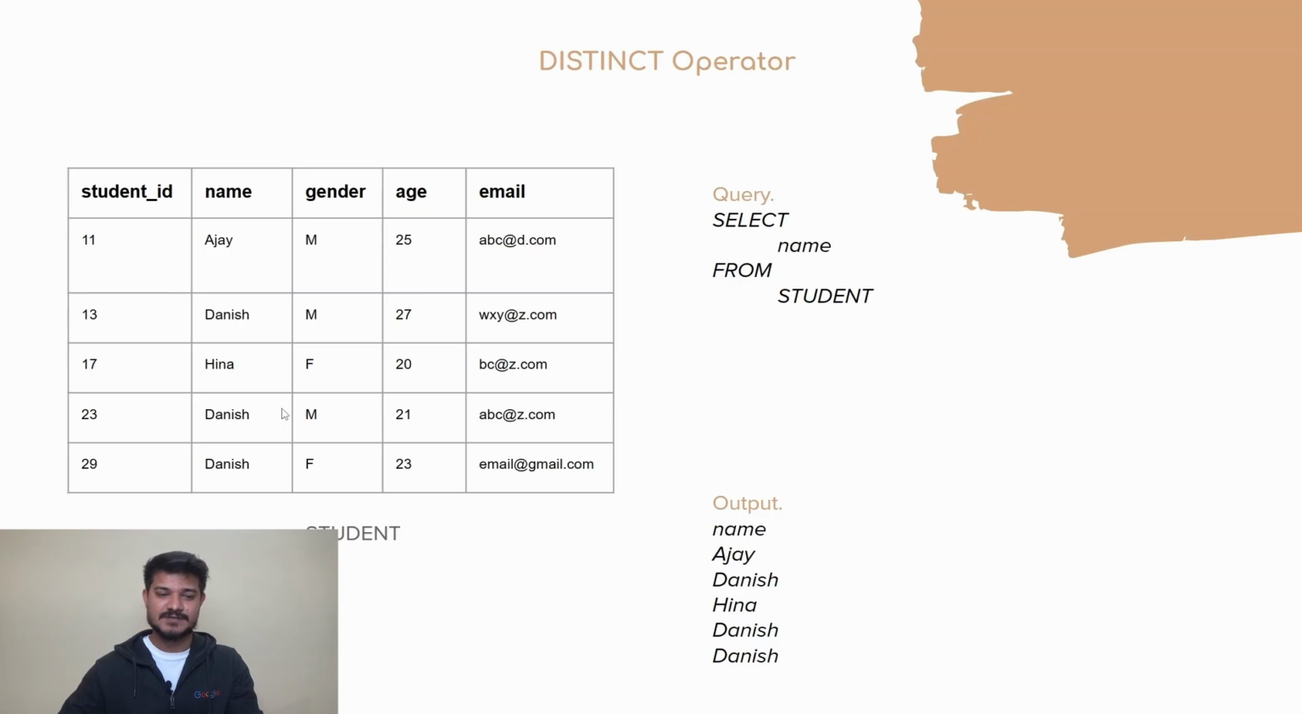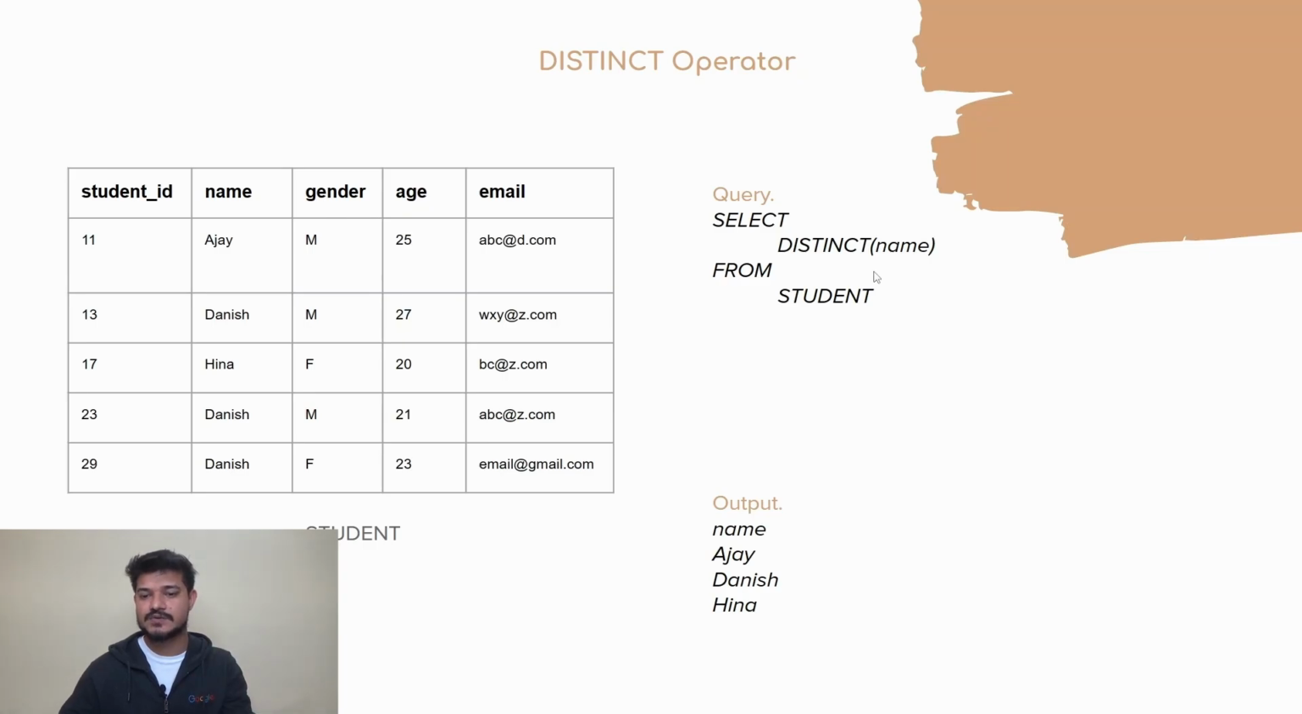So here is the table. We have Danish three times here, Ajay, Hina and Danish. Now let's say I want to fetch names from the student table. If you see, you'll get Ajay, Danish, Hina, Danish. So clearly there are rows which have similar values, but let's say you don't want that, you want only the unique values from there. So what you can do is, whatever column names you are going to select, in front of that you can write distinct.